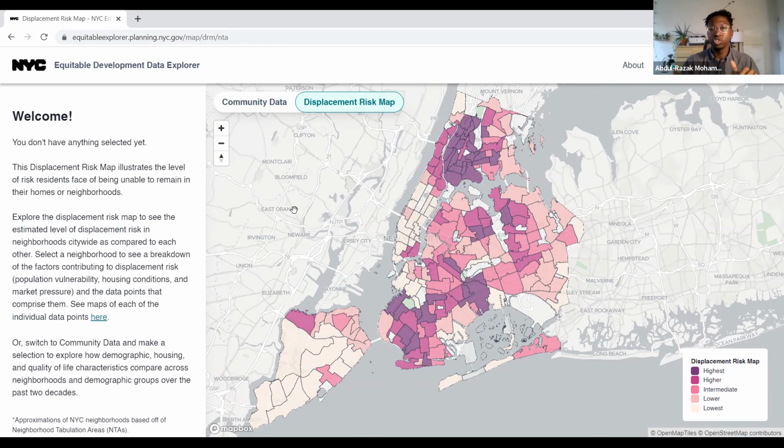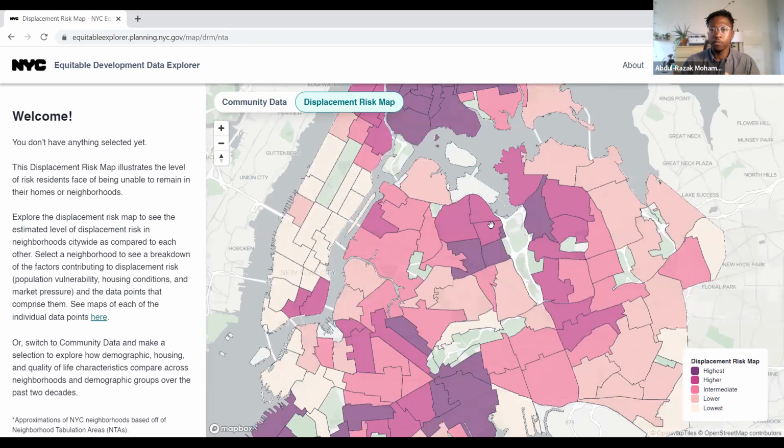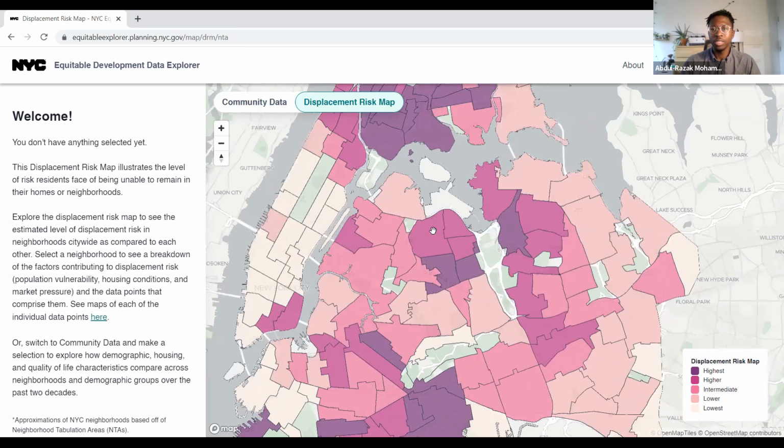So one, in terms of the geography, you'll see that there's slightly smaller shapes and cutouts for the different areas on the map. That's because instead of looking at the community districts, they look at an even smaller level, which is the neighborhood. They pull that shape from what's called a neighborhood tabulation area, which is a way that the US Census categorizes neighborhoods. And they roughly match up with how the city of New York might consider the shape and size of neighborhoods in the different boroughs.